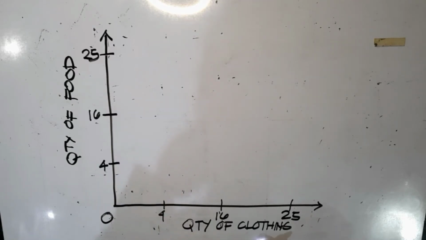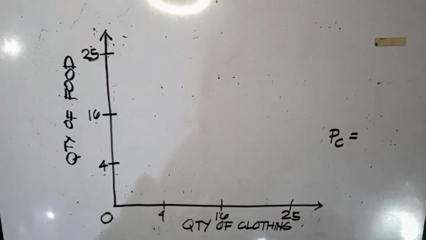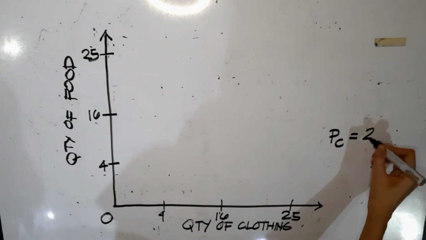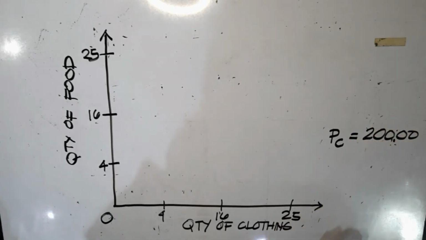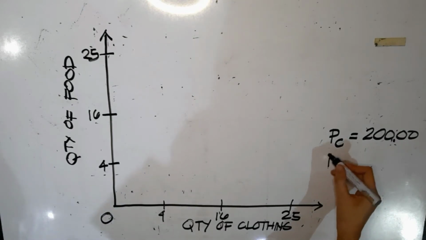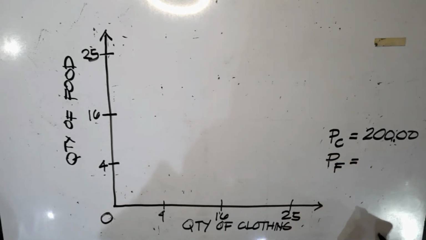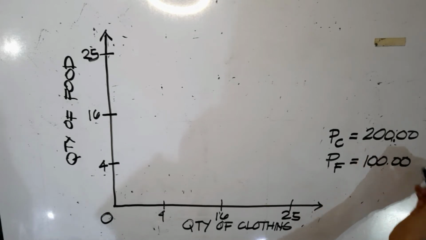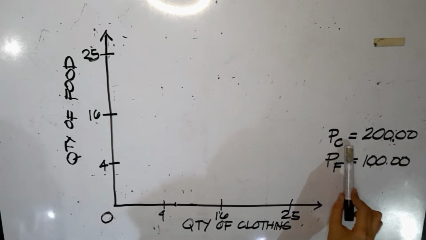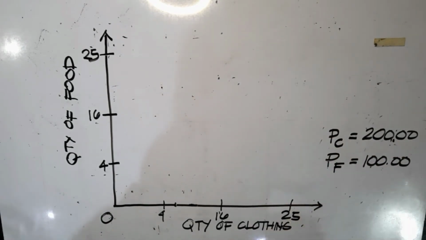And the price of clothing, let's say the price of clothing is at 200 pesos. And the price of food is at 100 pesos. So the price of clothing is at 200 and the price of food is at 100.